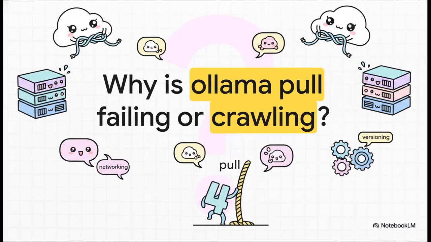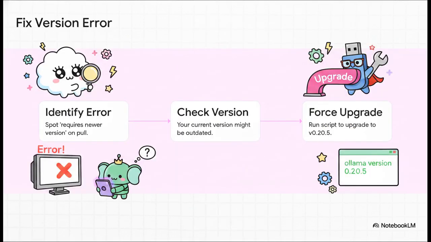If you've been slamming your keyboard trying to run ollama pull and getting a requires newer version error, or just watching the progress bar crawl at a snail's pace, you're definitely not alone. The community forums are completely flooded with these two specific issues. First up, the version error. Gemma 4 absolutely requires Ollama version 0.20.5 or higher. It sounds obvious, but if you don't realize your version is outdated, you can spend hours wondering why your terminal is throwing errors. Just run the official install script again to force the upgrade, and you'll be good to go.